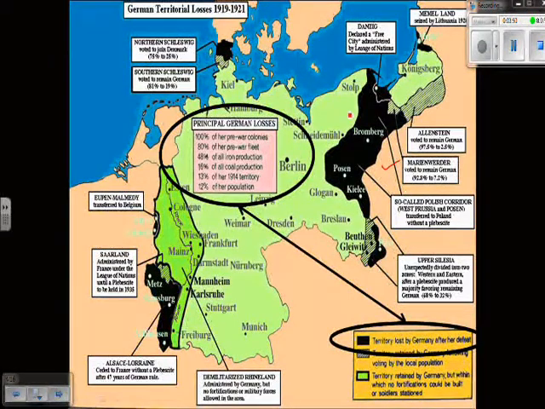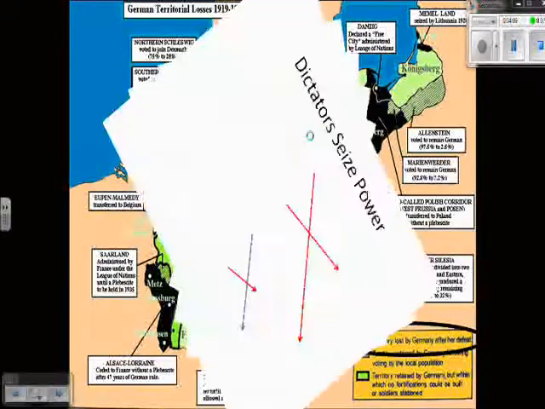I kind of highlighted them here. 100% of their colonies they lost, 80% of their fleet, 48% of their iron production. 12% of their population was taken from Germany and given to other countries. But those people are still German. Now, it's important that you remember that.